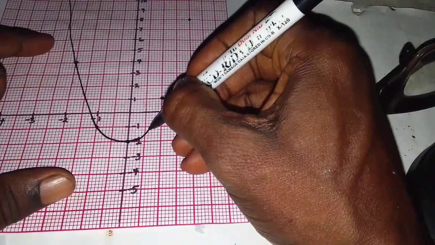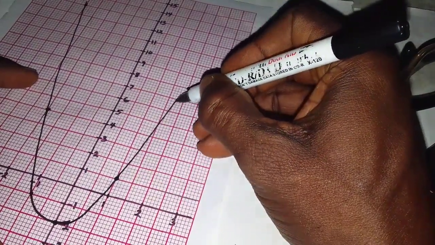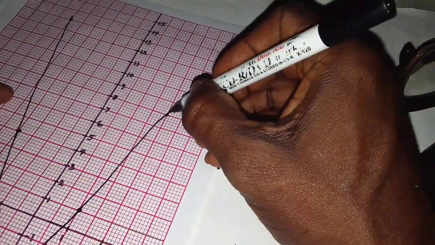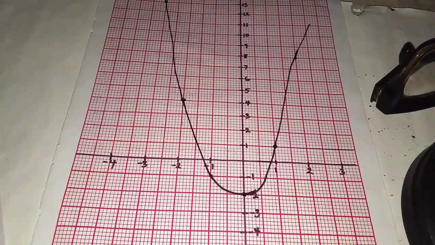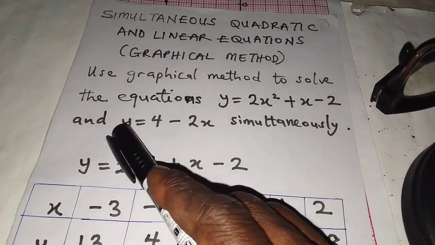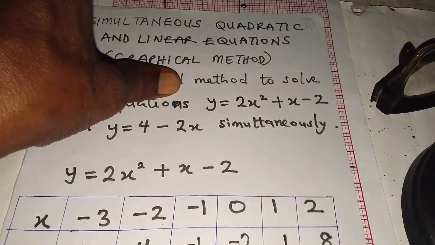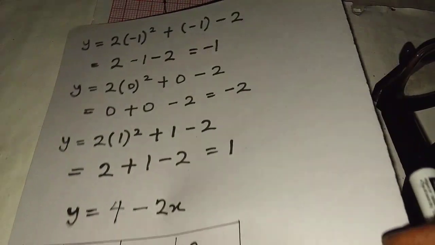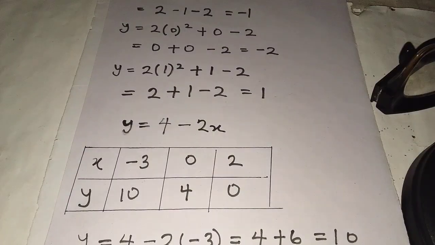You target the next point. I've been able to draw the quadratic graph. Then it remains the linear graph. So for the linear graph, I'm having y equals 4 minus 2x. I can just pick 3 coordinates because that should give me a straight line.